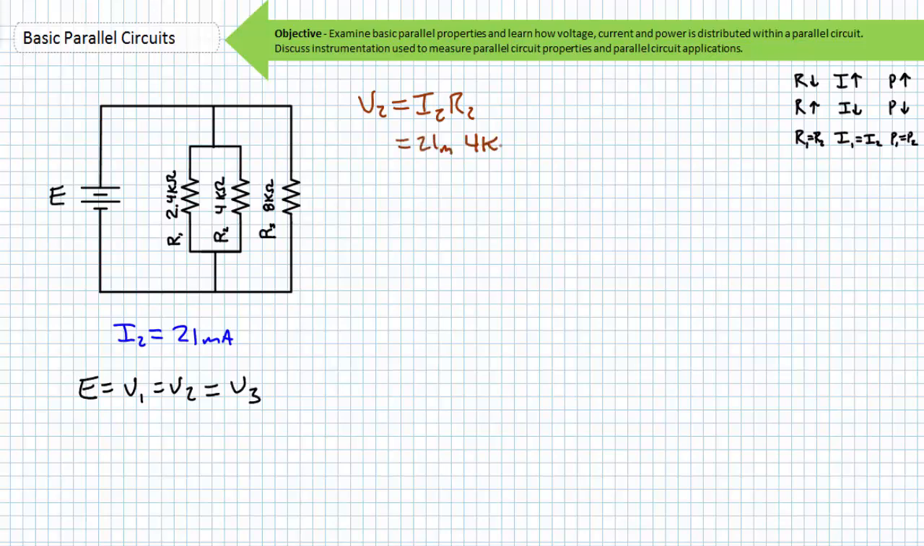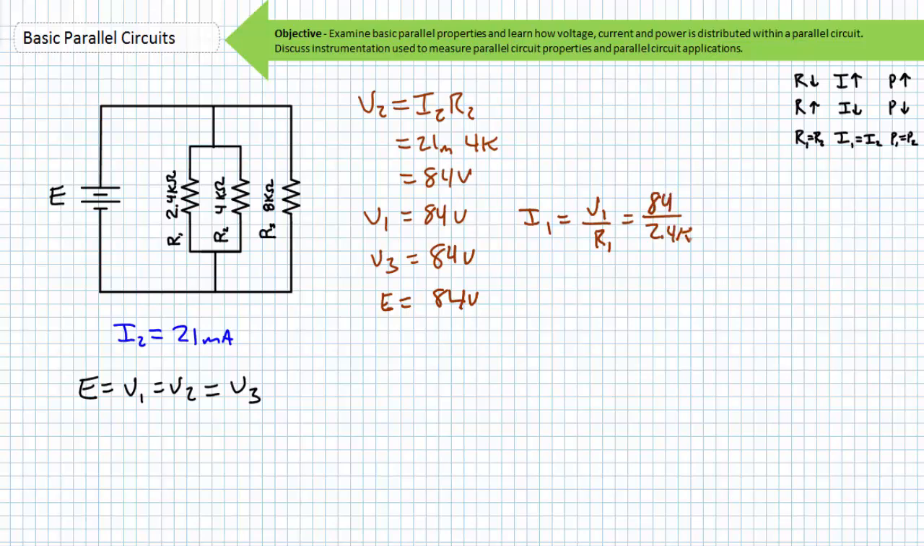With 21 milliamperes flowing through a 4 kilo ohm resistor, V2 is 84 volts. This must also mean that V1 is also 84 volts, V3 is 84 volts, as is our supply voltage, 84 volts. The current through our first resistor is the voltage across it divided by resistance. 84 volts divided by 2.4 kilo ohms is 35 milliamperes. The current through our third resistor is the voltage across it divided by its resistance. 84 volts divided by 8 kilo ohms yields 10.5 milliamperes.